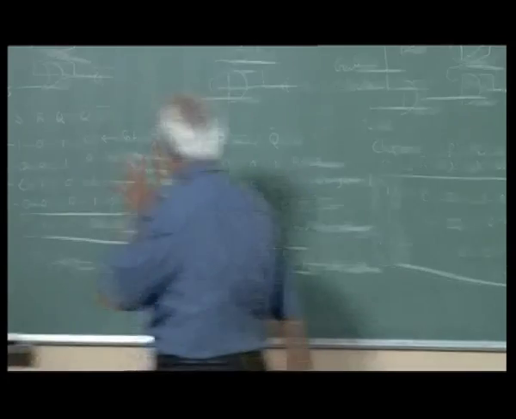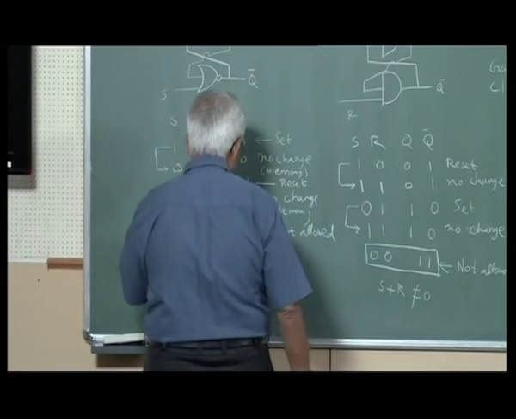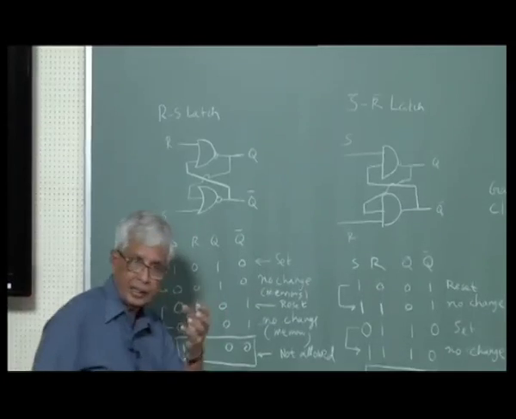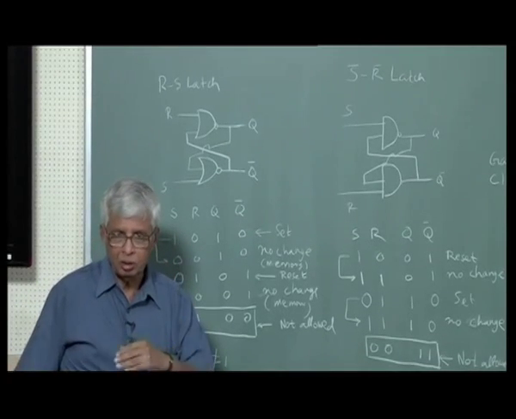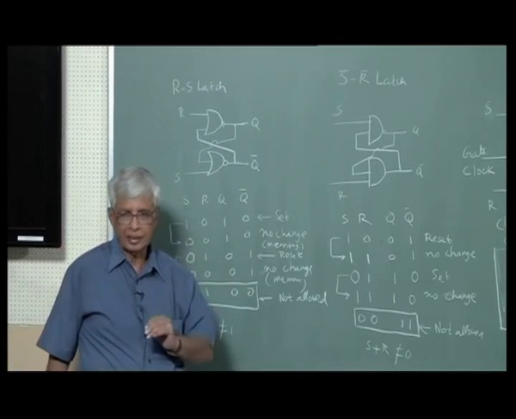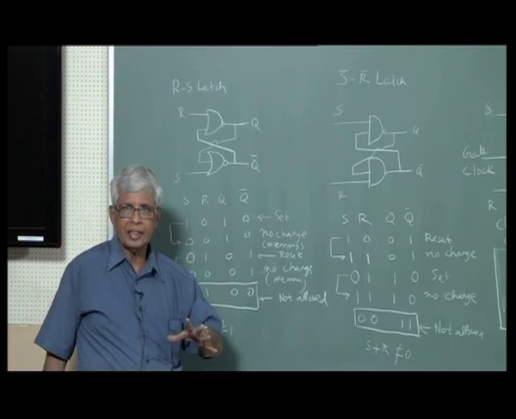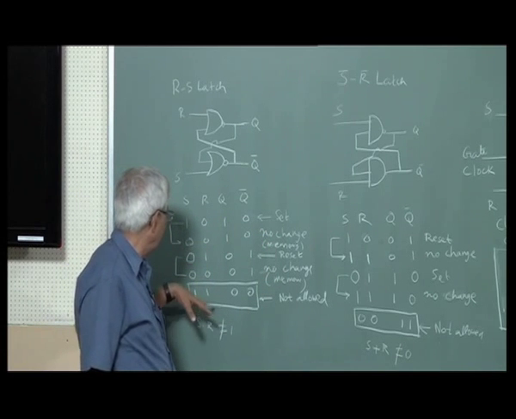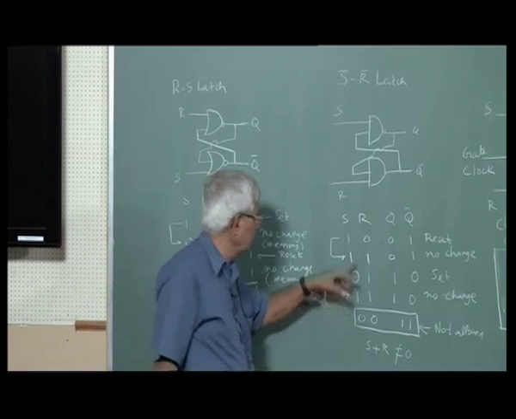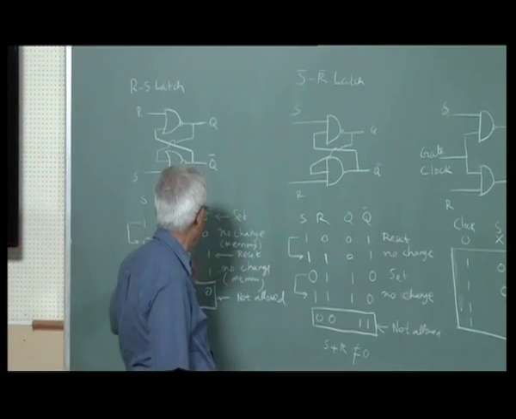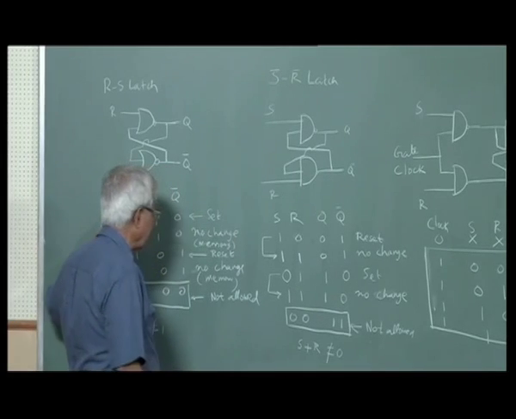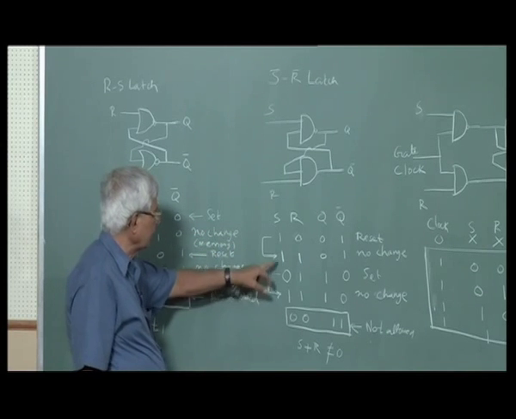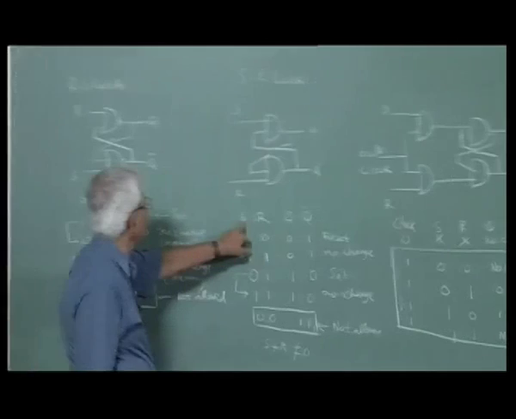Now, we have seen a latch into which you can make the circuit Q as 1 or 0, or you can set it or reset it and leave it at that. If you remove the inputs and make it 0, 0 in the case of an SR latch, and 1, 1 in the case of an S bar, R bar latch.